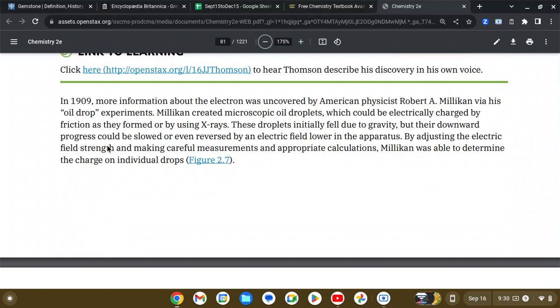In 1909, more information about the electron was uncovered by American physicist Robert A. Millikan via his oil drop experiments. Millikan created microscopic oil droplets which could be electrically charged by friction as they formed or by using X-rays. These droplets initially fell due to gravity, but their downward progress could be slowed or even reversed by an electric field lower in the apparatus. By adjusting the electric field strength and making careful measurements and appropriate calculations, Millikan was able to determine the charge on individual drops.